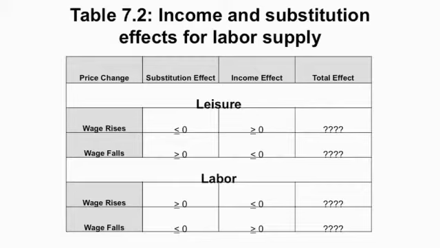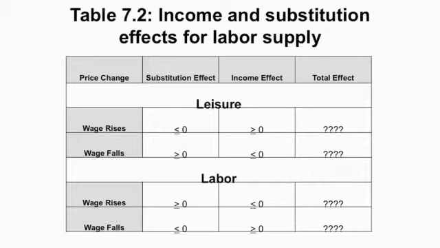So now, this table's a bit different than the other table. Instead of the first panel being normal and the second panel being inferior, the first panel is what happens to leisure. The second panel converts it to what happens to labor. So for instance, in the first cell, when the wage rises, the substitution effect on leisure is unambiguously negative. You clearly take less leisure when the wage rises. So likewise, you have more labor. So in the bottom panel, labor is clearly greater than 0.